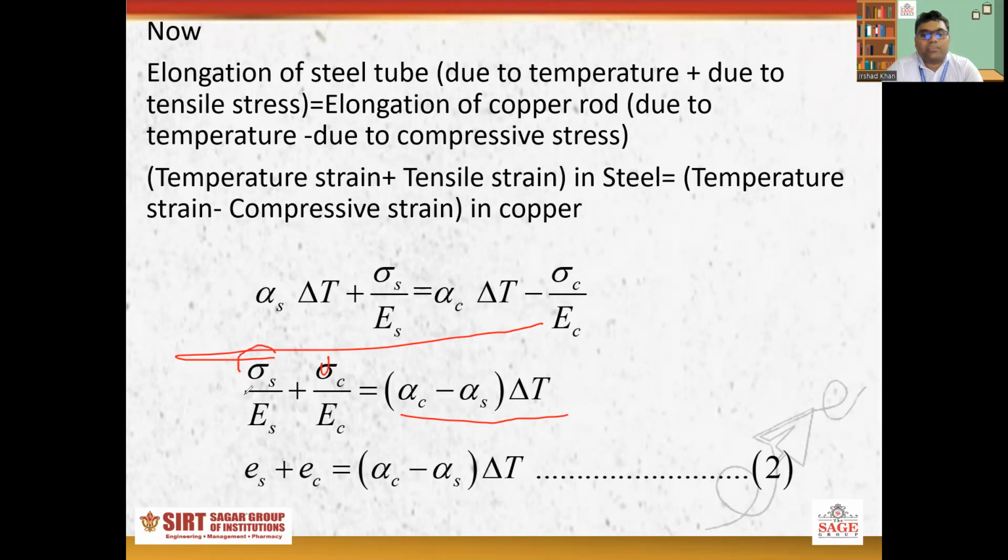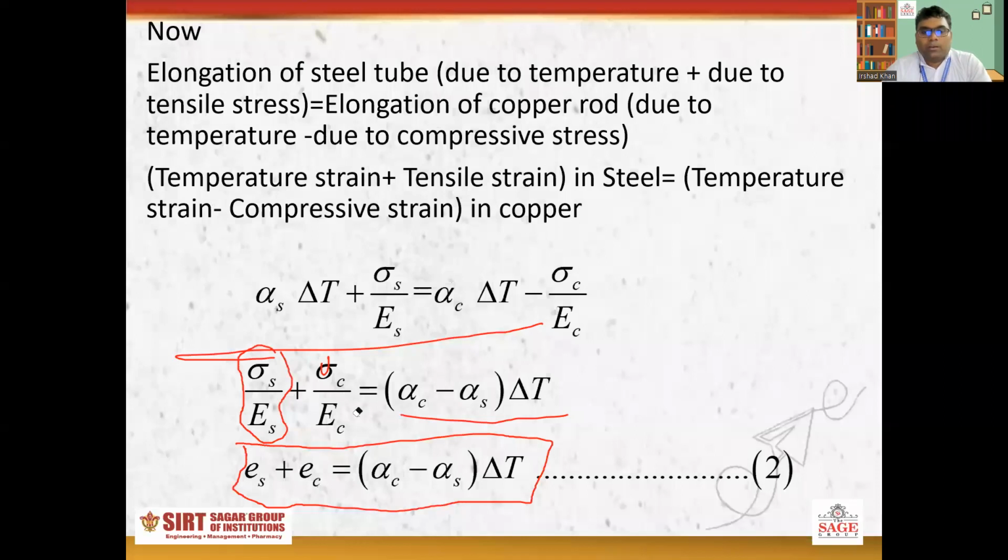And this is also called a strain. So this you can write in terms of stress or in terms of strain. So whatever question comes to calculate the numerical, we can use this relation to calculate the stress or strain or anything which may be asked in those questions.